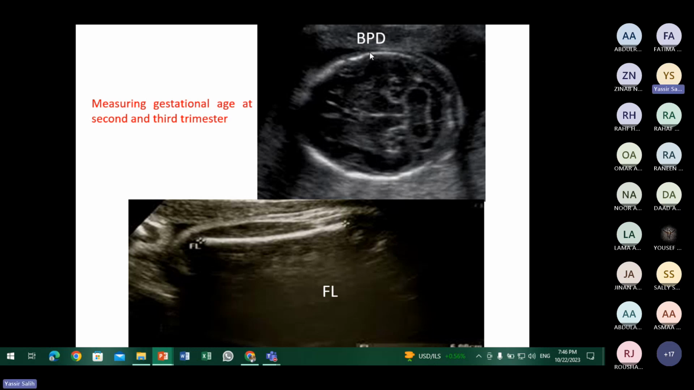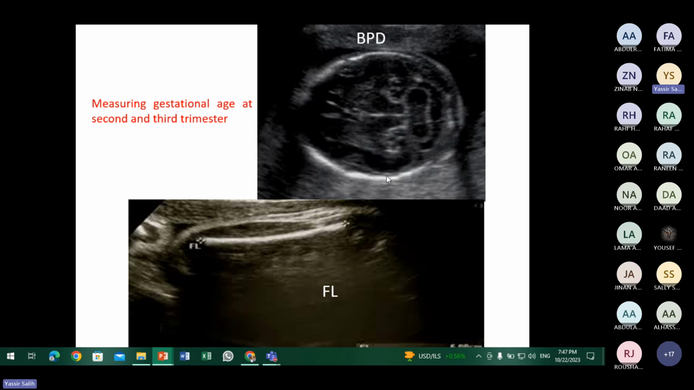This is the biparietal diameter, usually done in the second trimester. In the second trimester, you can estimate the gestational age by the biparietal diameter. You put the cursor from the outer table to the inner table. We always measure from outer table to inner table, with the line passing through the thalami and perpendicular to the intermediate fissure. So we do the measurement.